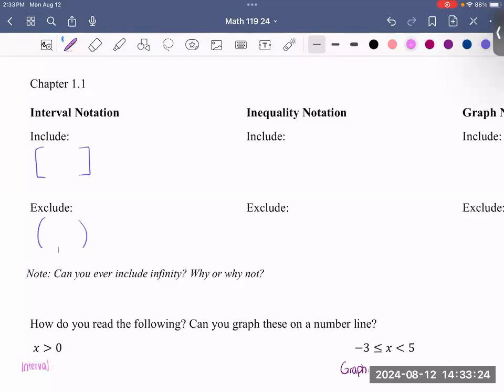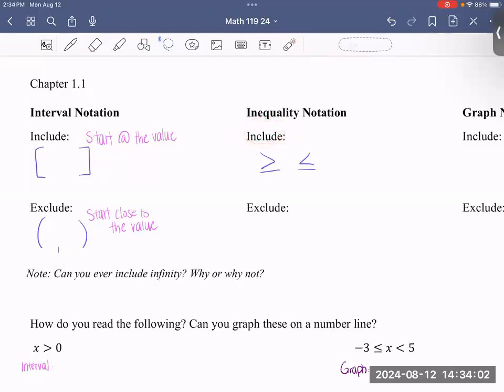And all this is saying is we start at the value, or we start close to the value. Now, to represent the same idea but in inequality notation, this is when we get to say we have greater than or equal to, or less than or equal to. And notice that we're saying equals to at the very end of those statements. That is what it means to, again, include. We're starting at the value. Let me copy and paste that. We're starting at the value. Whereas if we exclude, we're getting close to the value. We can just say greater than or less than.